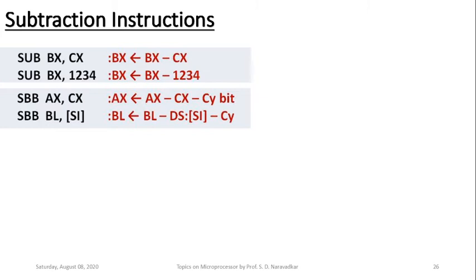The next example is SBB BL, inside square bracket SI. We know that inside square bracket SI defined, it is the indirect addressing. From the data segment, offset given by SI, one operand. This operand will be subtracted from the contents of register BL: BL minus data segment offset given by SI minus that particular borrow bit, means carry bit. And the result of this subtraction will be copied to BL register here.